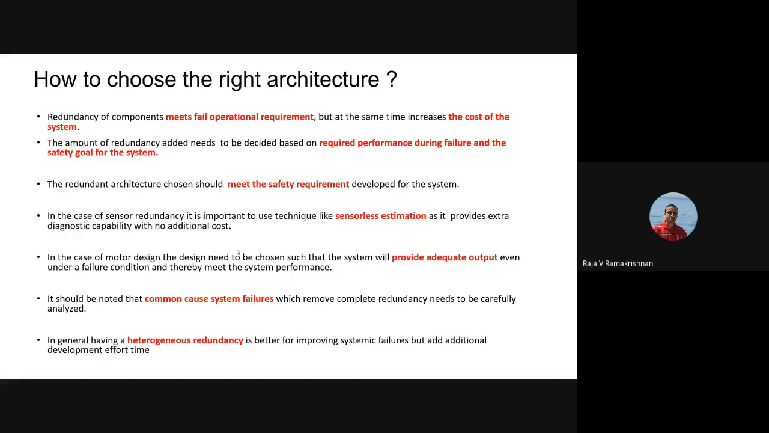The amount of redundancy added needs to be decided based on the required performance during failure and the safety goal of the system. The redundant architecture chosen should meet the safety requirement. That's the main goal. What is your safe state and what is your safety requirement upon a failure? That needs to be met by using the redundant architecture.